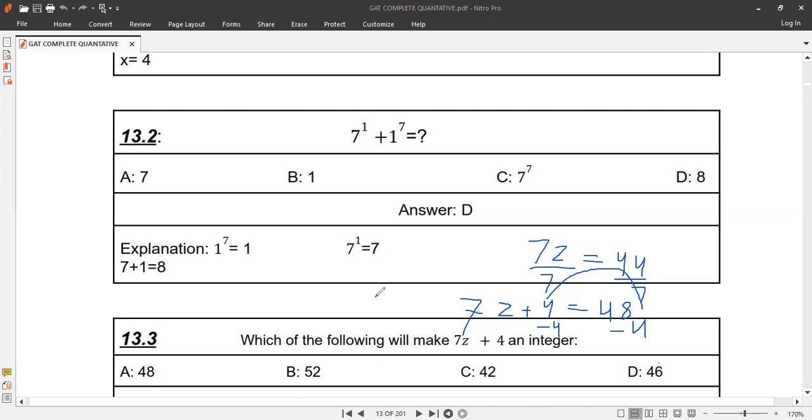I think it's 46. If you write 7z plus 4 equals 46 and minus 4 from both sides, it becomes 42. And 42 is divisible by 7. So z will be 6. So this option will give us the correct answer.